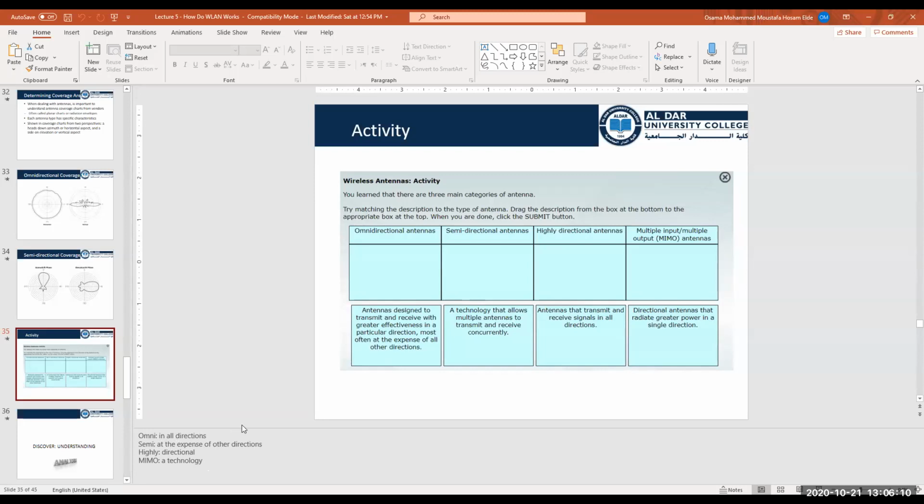Okay, omni is in all directions. That's semi, at the expense of other directions, right? Highly directional is a directional antenna that radiates greater power. Yes, you are right. Okay, this is confusing really.